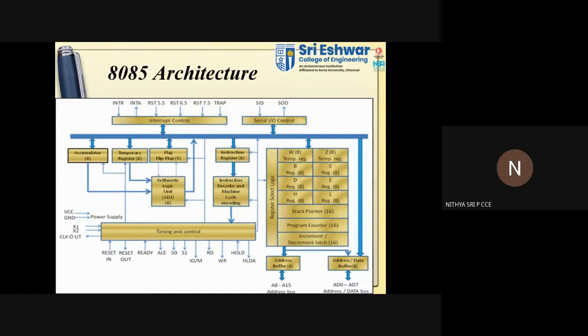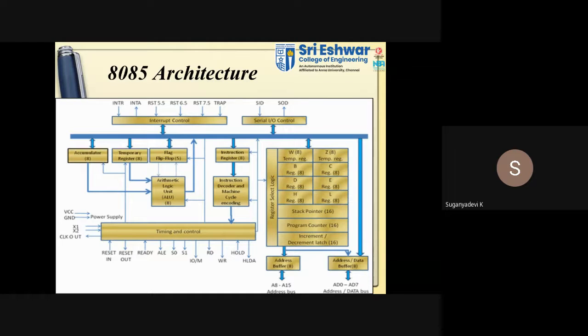Ma'am, address bus size, ma'am. Address bus, okay. 8085 is 16 bit, 8086 is 20 bit, ma'am. Address lines. Very good. Super. This is the basic difference between 85 and 86.